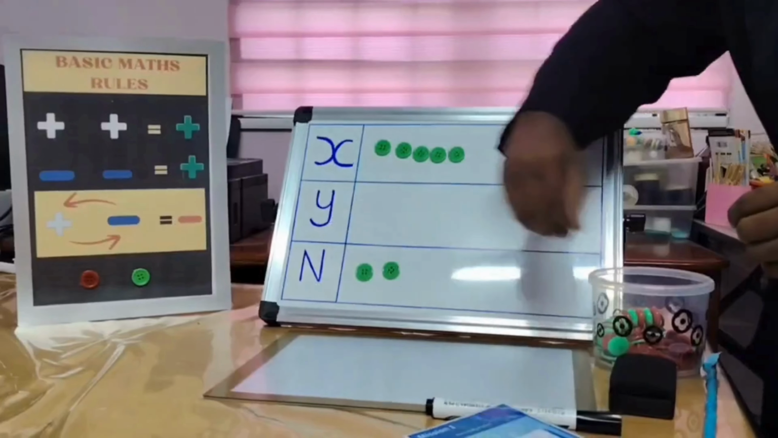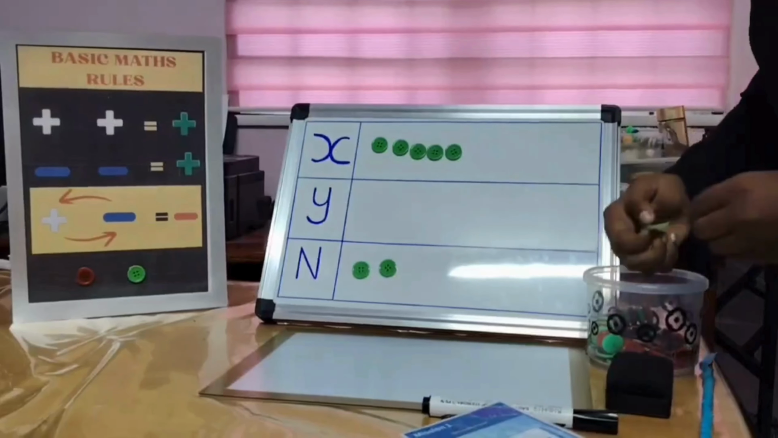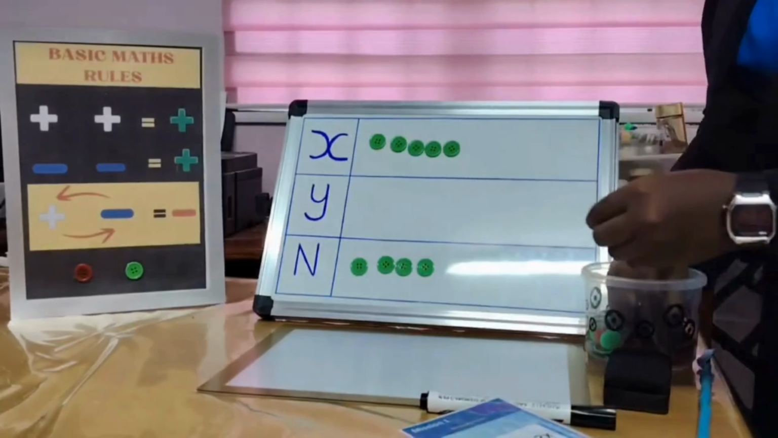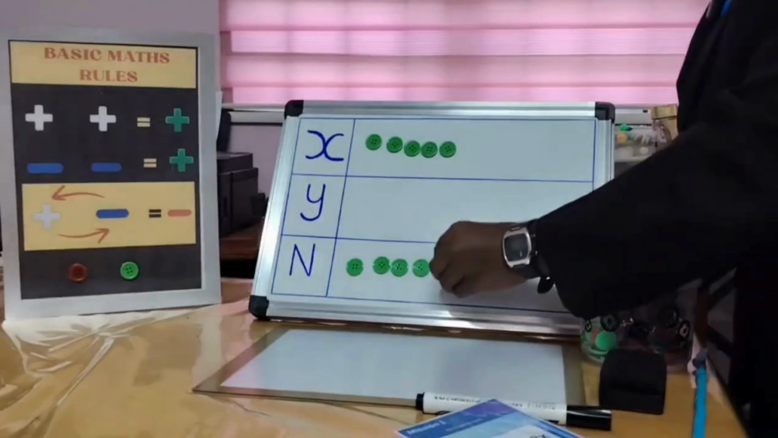1, 2, 3, 4, and 5. Now, minus 2x. So we are going to take away 2 green buttons from x. So the final answer is 3x plus 5.